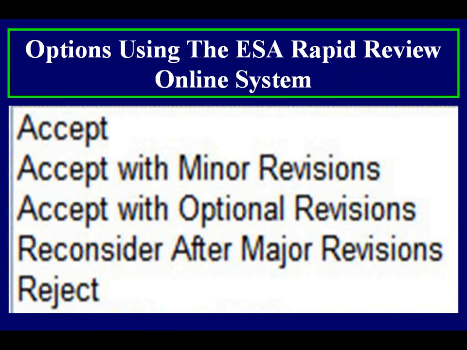Okay, you're down to this point. You've done everything you can, and you're in the rapid review system, and you have these options: accept with minor revisions, accept with optional revisions, reconsider after major revisions, or reject.